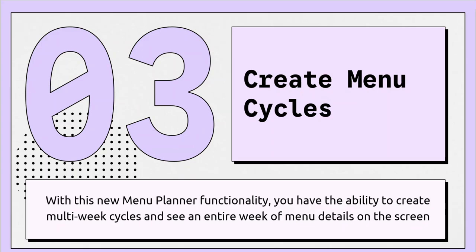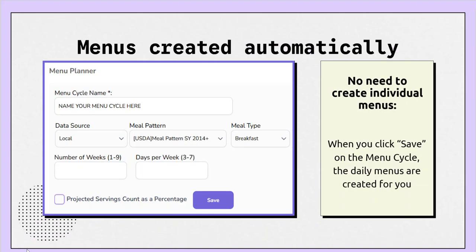Creating your menus can now be done at the same time that you create your menu cycle. You no longer have to create the menus and then place them in the cycle. You can do everything from a single page. You name your menu cycle and make the normal selections for meal patterns, meal type, and so forth. But now when you click Save, the system will create placeholder menus automatically, and you simply add your menu items to those menus from the same page that you start on.